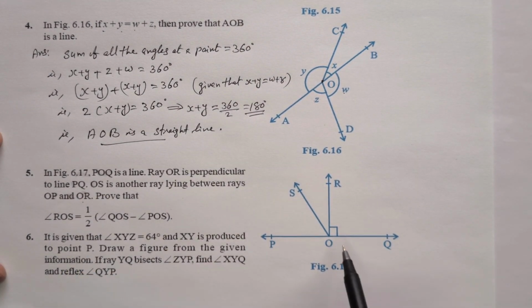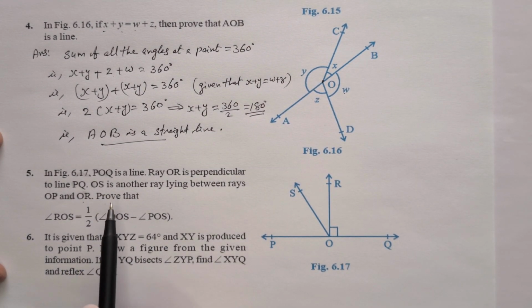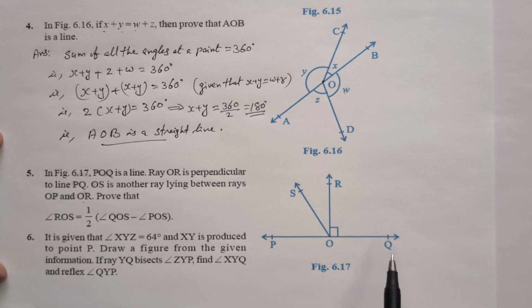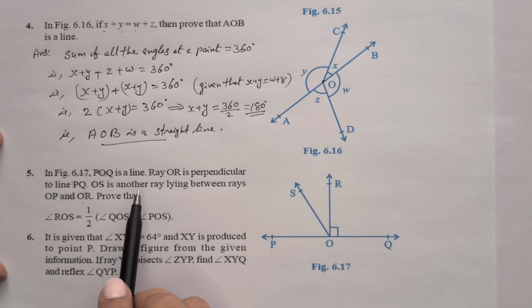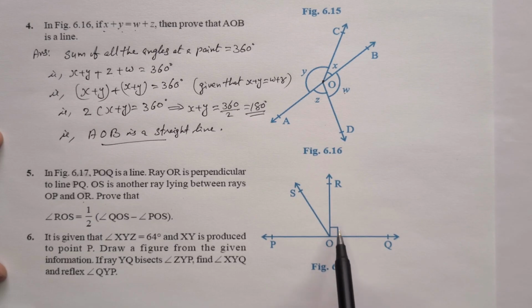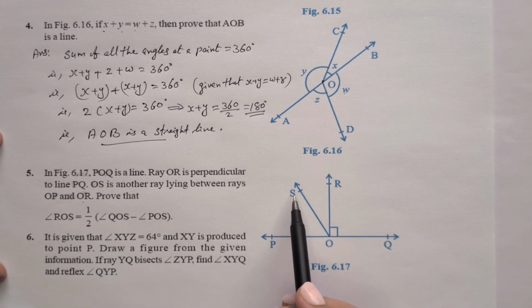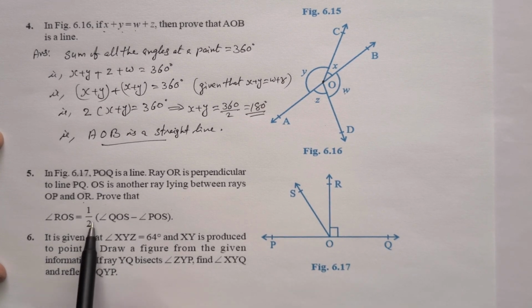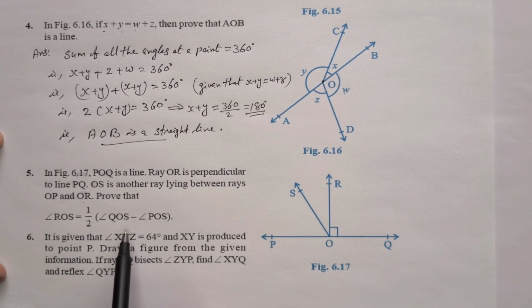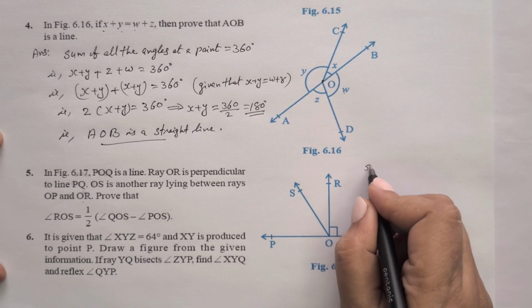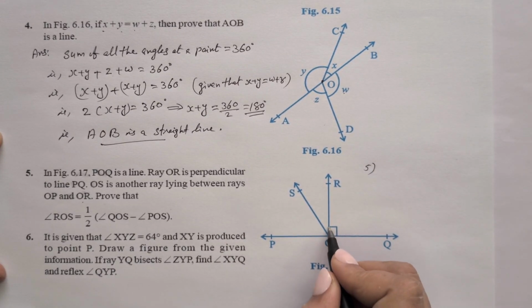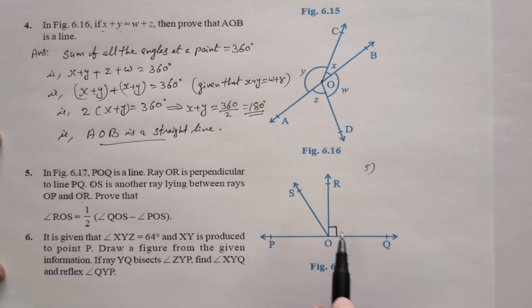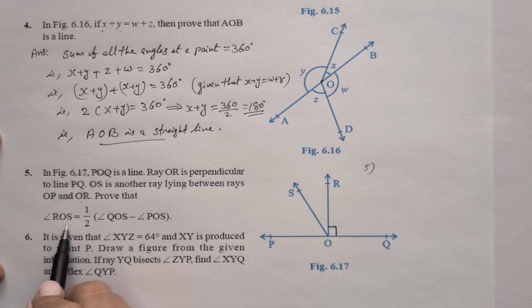Question number 5. In this given figure, angle POQ is a straight line. Ray OR is perpendicular to line PQ and OS is another ray between the rays OP and OR. Prove that ROS is equal to half of angle QOS minus angle POS. So fifth one. Here it's given this angle is 90 degrees. And we have to prove that angle ROS.